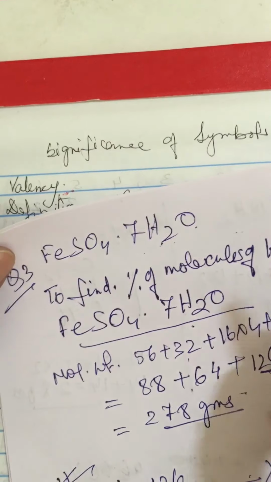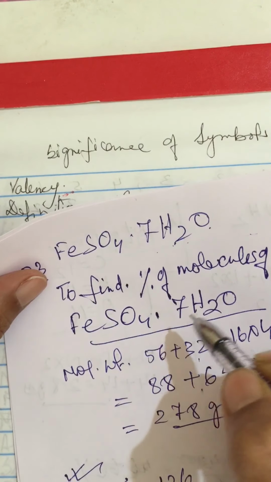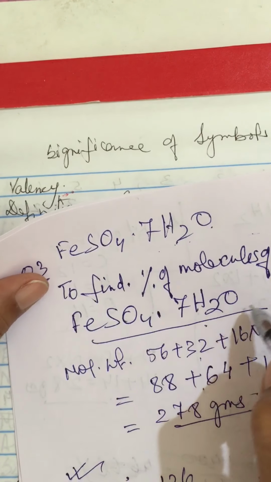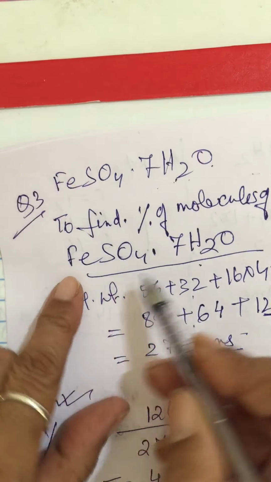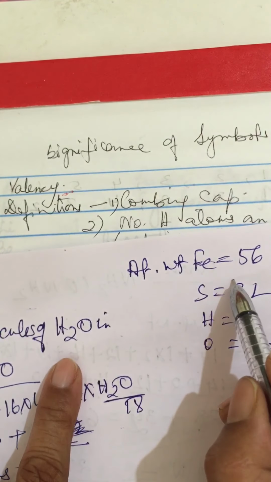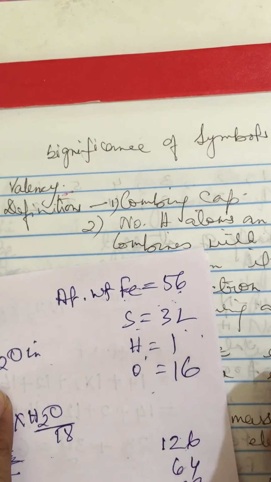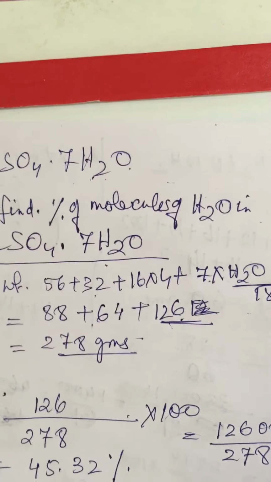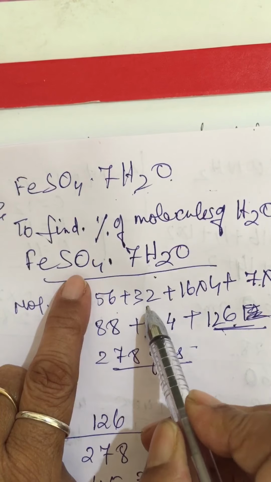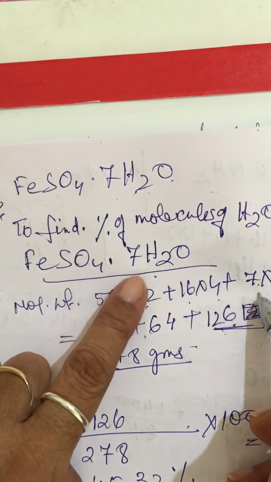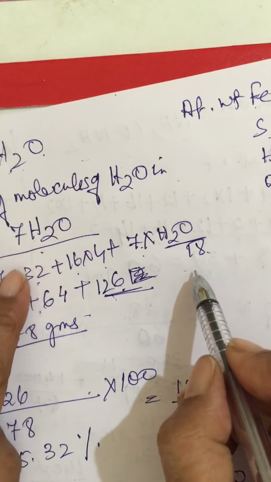So we know that, but still, to find the percentage of molecules of water in ferrous sulfate, there's a dot here. 7 molecules of water in the ferrous sulfate crystal. So here we find the molecular weight. It will be given, but still I am giving here. Iron is 56, sulfur is 32, hydrogen 1, oxygen is 16. Then you find out the molecular weight. 56 for iron, 32 for sulfur, oxygen 16 into 4, and then 7 into water. Water is 18, we already know.